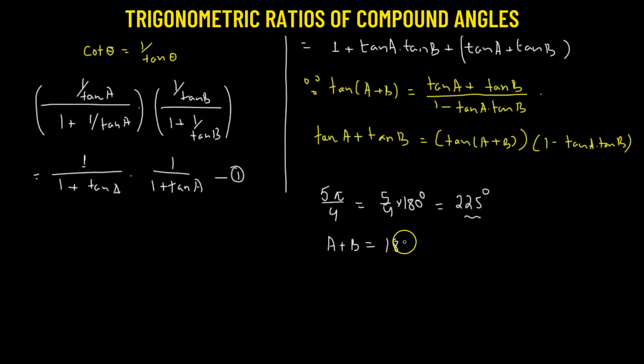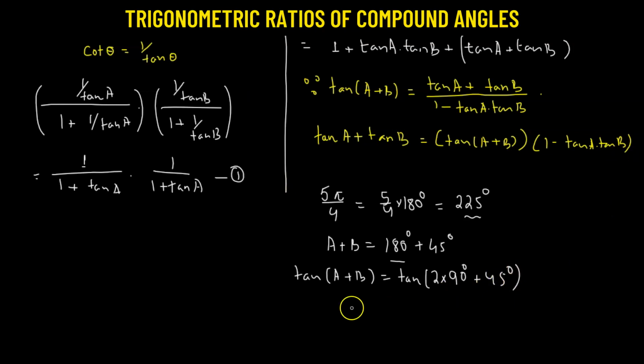But here we can rewrite 225 degrees as the sum of 180 degrees and 45 degrees. Now if we take the tangent on both sides, then tangent of angle A plus B must be equal to tangent of 180 plus 45 degrees, but we are going to rewrite 180 as 2 times 90 degrees plus 45 degrees. The reason why we're writing in this particular fashion is because there is a case here.